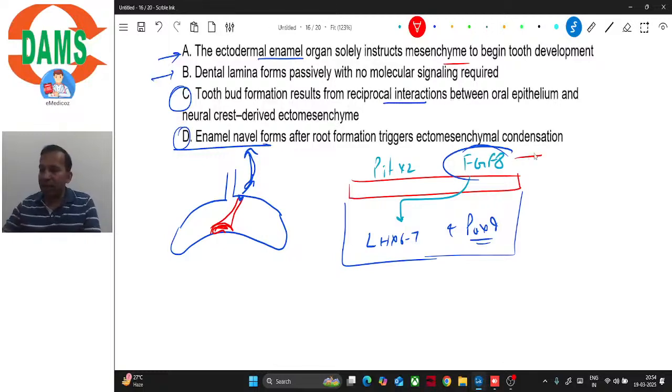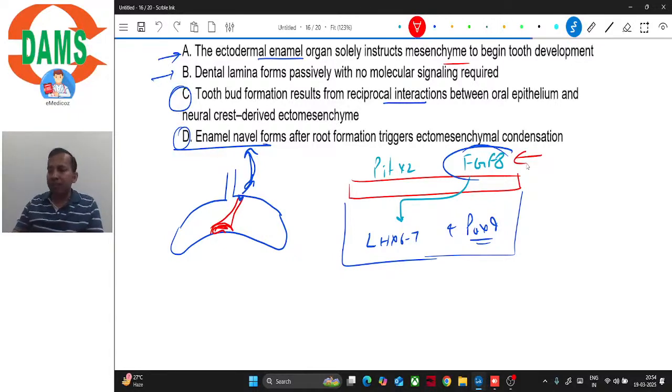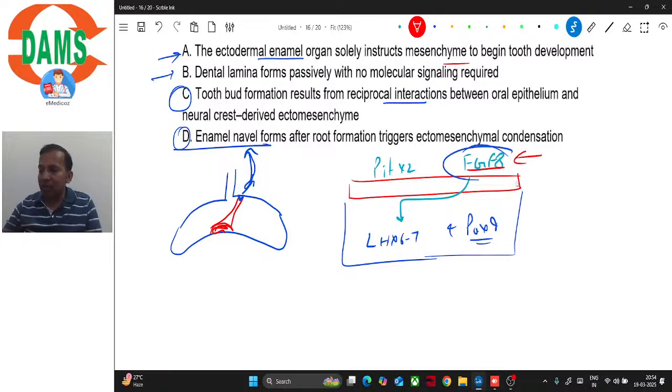For example, FGF8. But then we need to organize the tooth into a particular position, right? So that is the oral aboral, so that the crown erupts in the oral cavity and the root remains in the alveolar bone. So FGF8 is expressed in the epithelium and it induces the expression of LHX 6 and 7 in the ectomesenchyme.